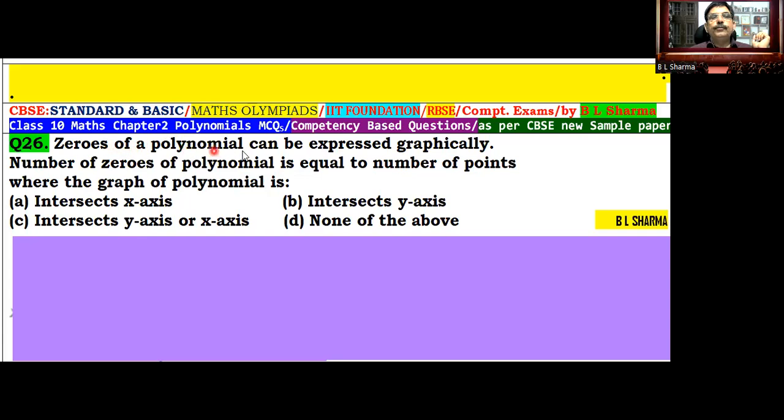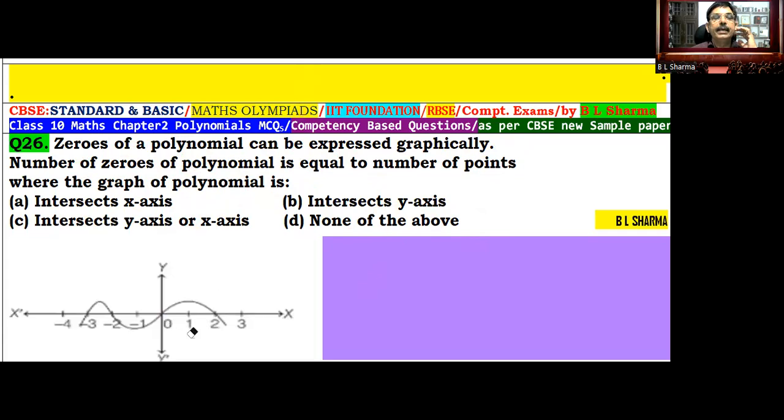Zeros of a polynomial can be expressed graphically, then the number of zeros of a polynomial is equal to the number of points where the graph of the polynomial intersects: x-axis, y-axis, y-axis or x-axis, or none of these. As we already discussed, the number of zeros is given by at how many points the graph intersects the x-axis.